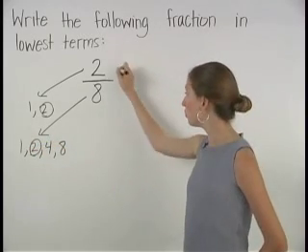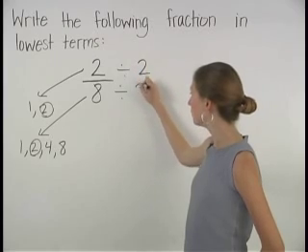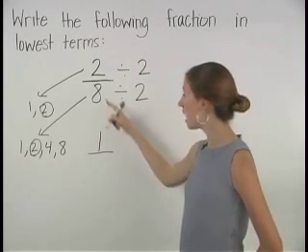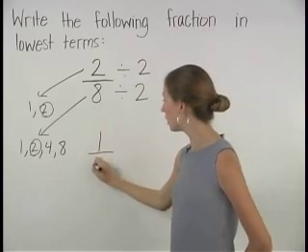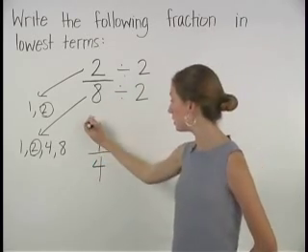So we divide the numerator and the denominator of 2/8 by 2. 2 divided by 2 is 1, and 8 divided by 2 is 4. So 2/8 written in lowest terms is 1/4.